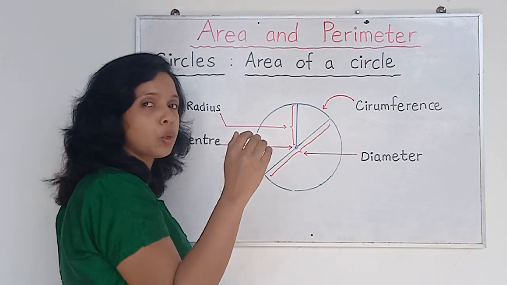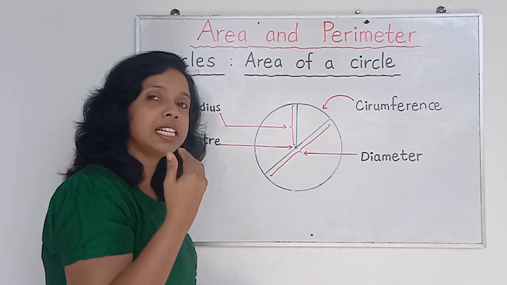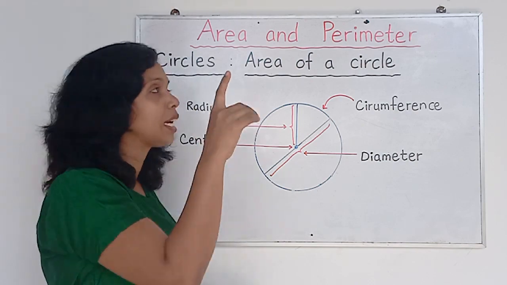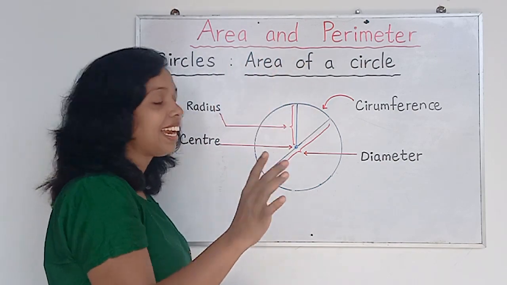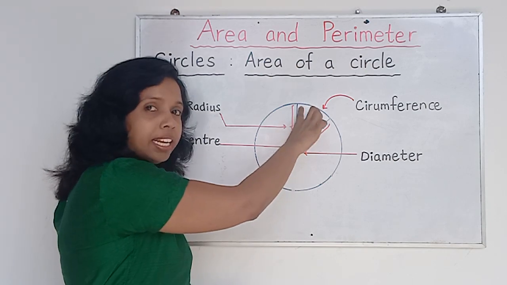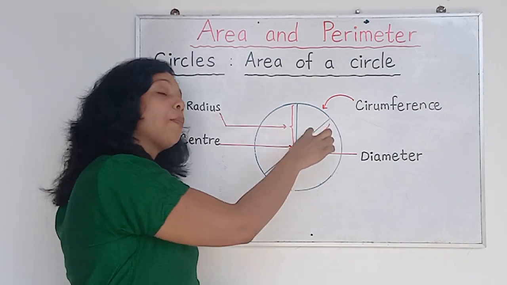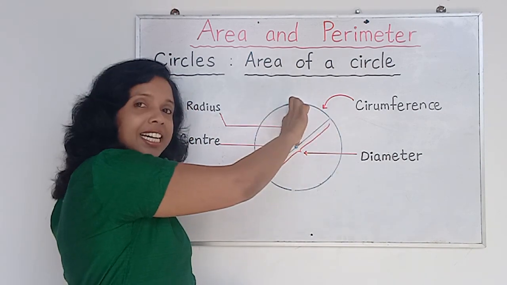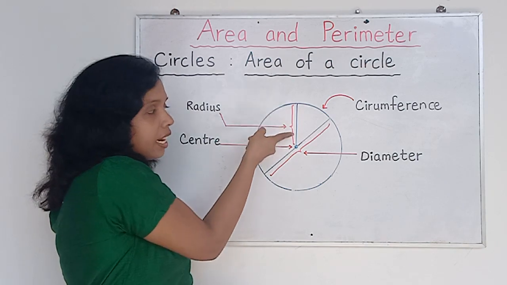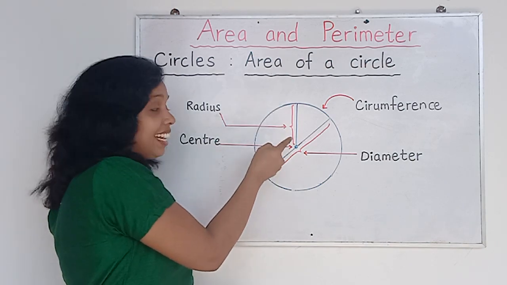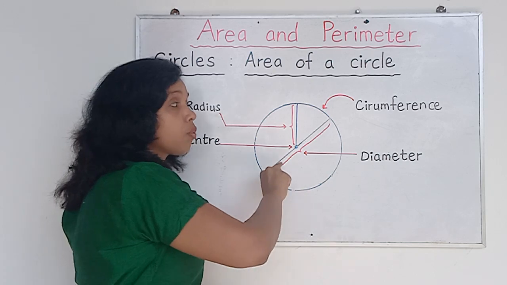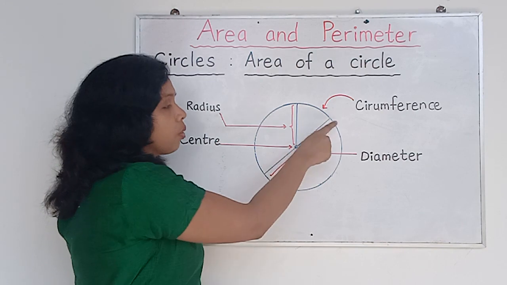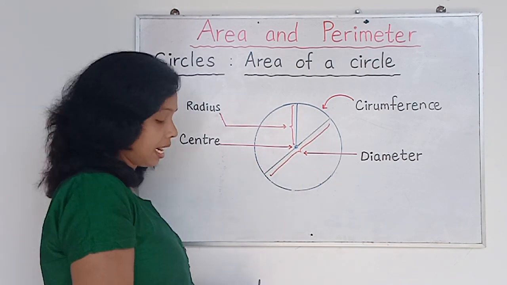Again I repeat. Why do I tell these terms again and again? For you to understand them better before talking about area of circles. A straight line joining the center to a point on the circumference is called the radius. Any straight line across the full width of the circle going through the center we call the diameter.